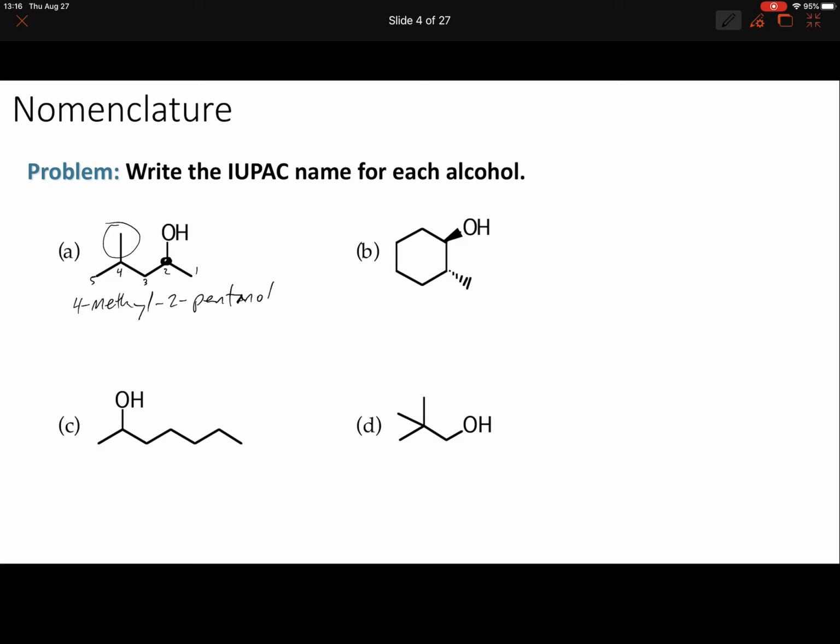For B, automatically that's the number 1, and this is the number 2, because I can number from wherever I want and go in whatever direction I want, and since it's an alcohol, let's just make the alcohol the number 1. So this is a methyl group on what looks like a cyclohexane alcohol. So I'm going to say 2-methylcyclohexanol.